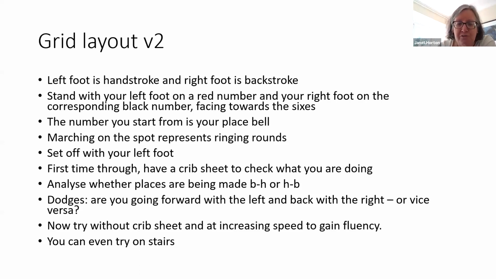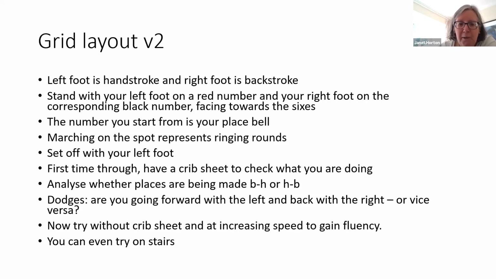The number you start from is your place bell. Marching on the spot represents ringing rounds. And you start off with your left foot when you move, because you're moving at hand stroke first of all. First time through, when you're having a go at a method, have your crib sheet with you to check what you're doing. You can analyse whether places are being made back and hand or hand and back.